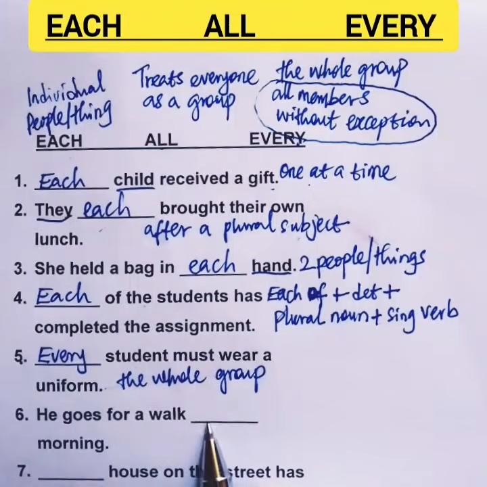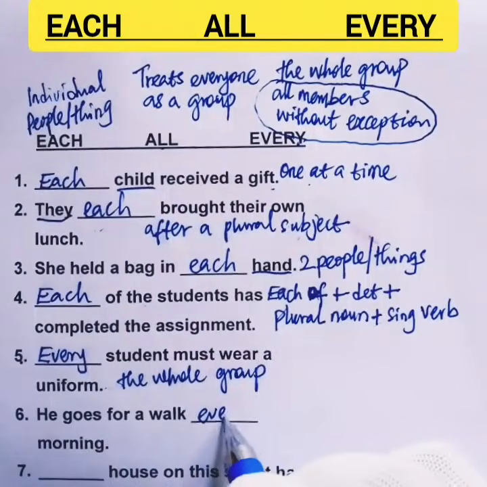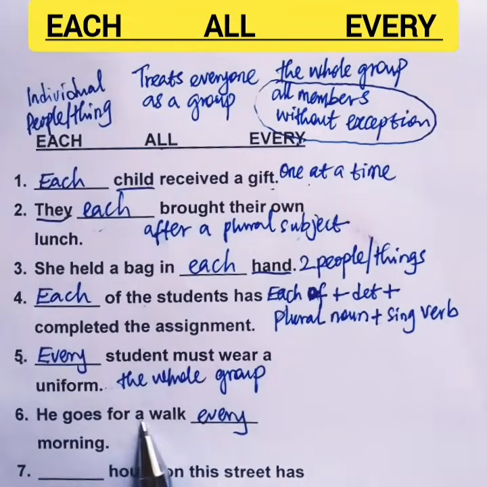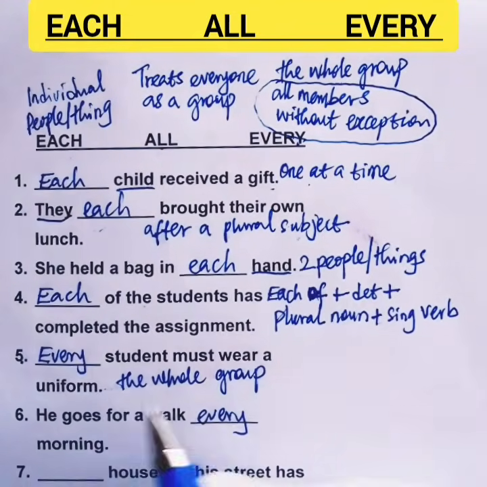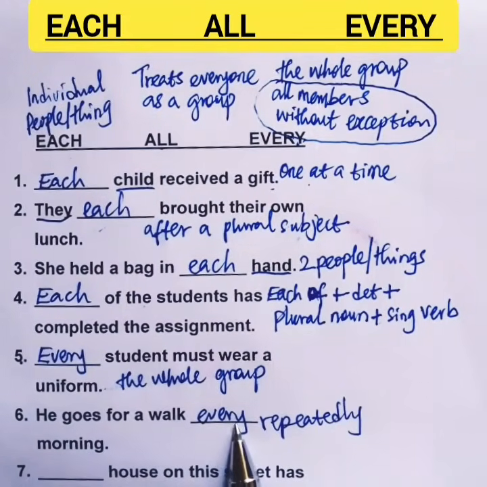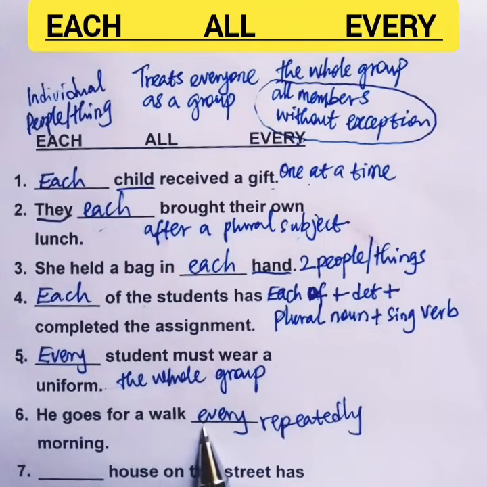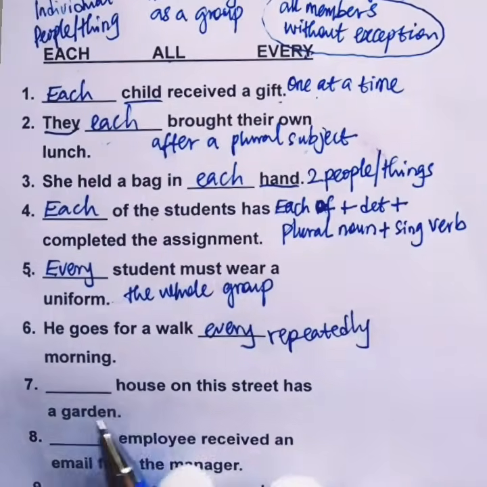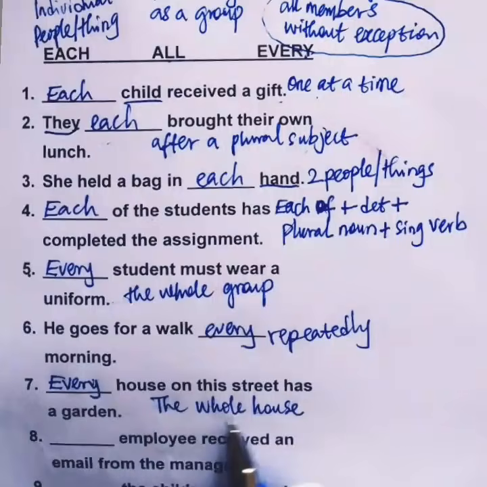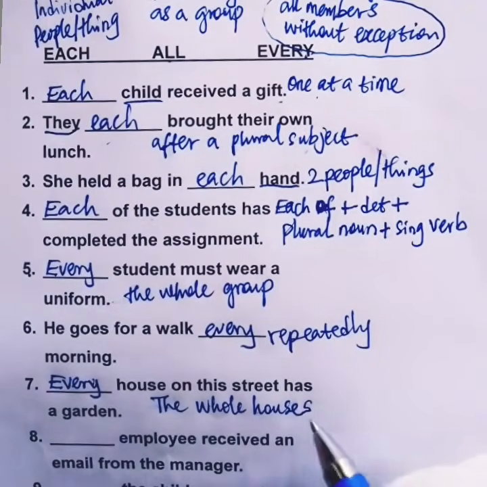Next, he goes for a walk, blank morning. We use every to talk about something that happens repeatedly. Here we are talking about taking a walk, and that happens repeatedly. So we use every. He goes for a walk every morning. This is something that happens repeatedly. We can also use each in this sentence. You can say, he goes for a walk each morning. Next, blank house on this street has a garden. Every, referring to the whole houses.